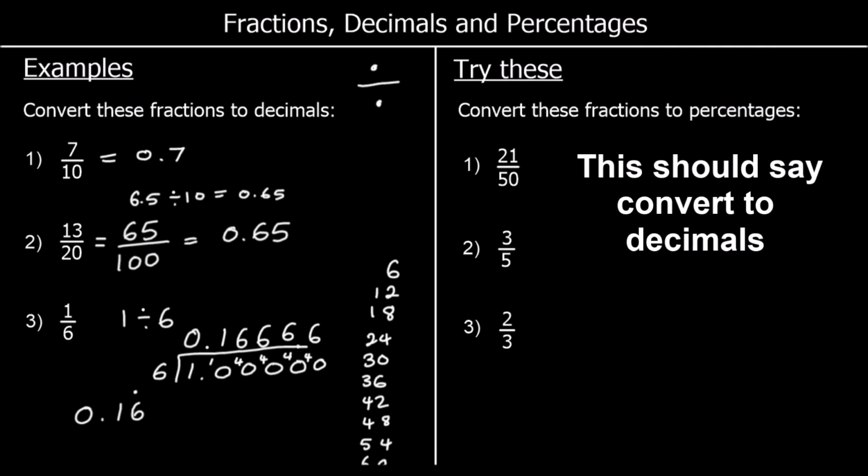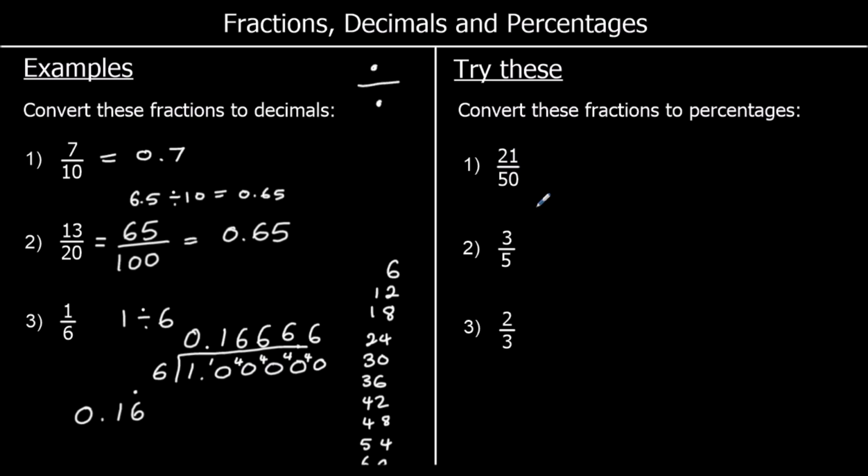Okay, 3 of these for you to try. So 21 over 50 doesn't look easy, but if we double the top and the bottom, so it's 42 out of 100, that's a lot easier to divide. So 42 divided by 100 is 0.42. For 3/5, again, 3 divided by 5 isn't very easy, but we can change the calculation, double top and bottom, and we'll have 6 divided by 10, which is 0.6.